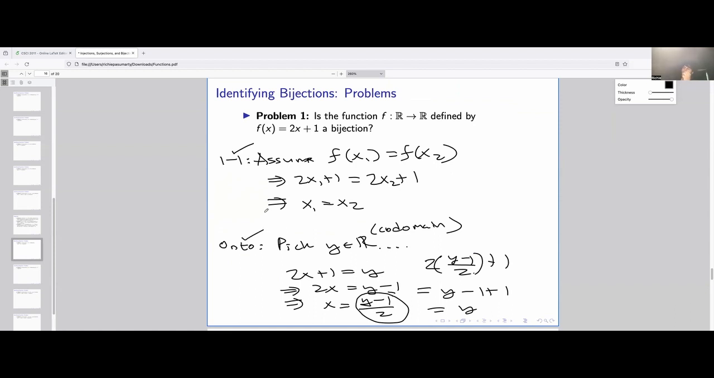So is it a bijection? Well, it's 1-to-1 and it's onto. So it is a bijection.